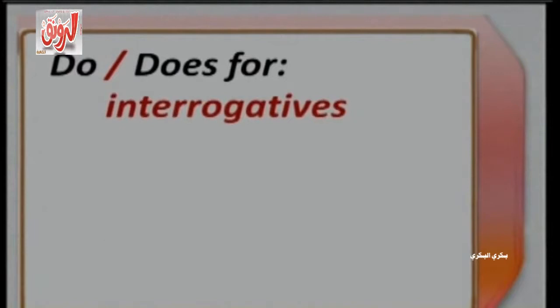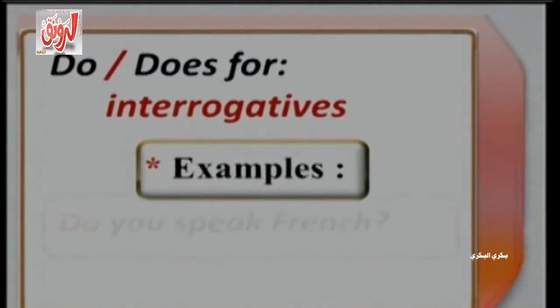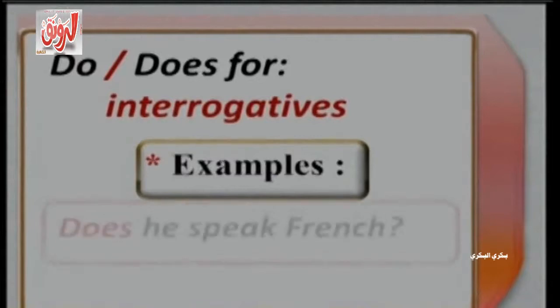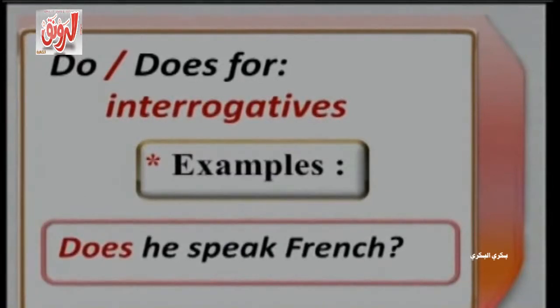Do and does for interrogatives, making questions. See the examples. Do you speak French? Yes, I do. No, I don't. Does he speak French? So, does is used with the third person singular, he, she, and it. When put at the beginning, you make a question, expecting the answer to be yes or no.